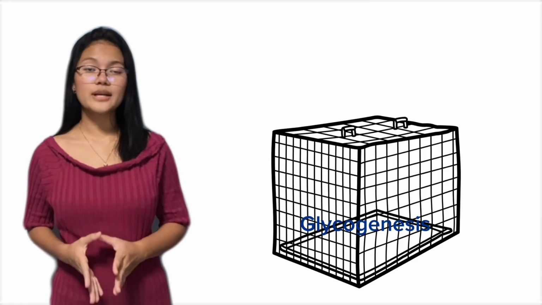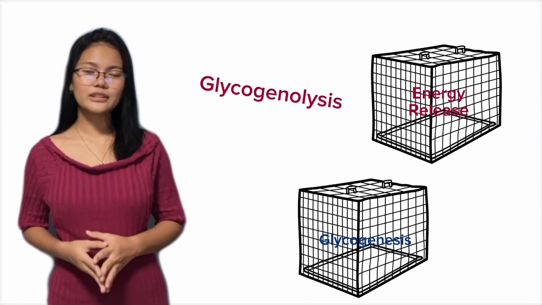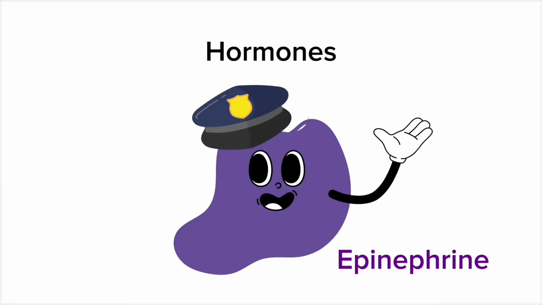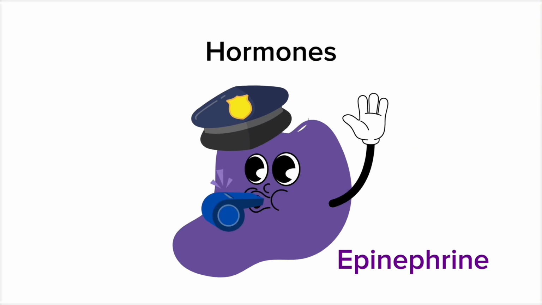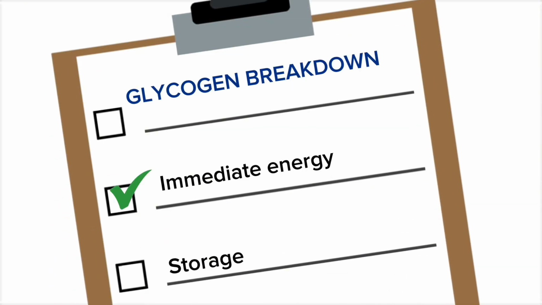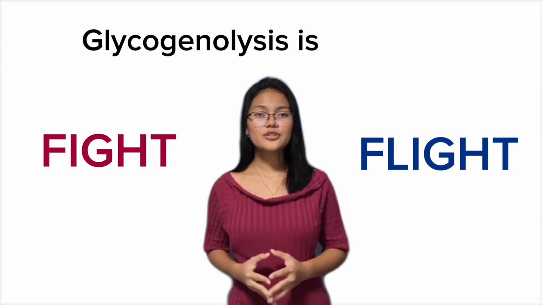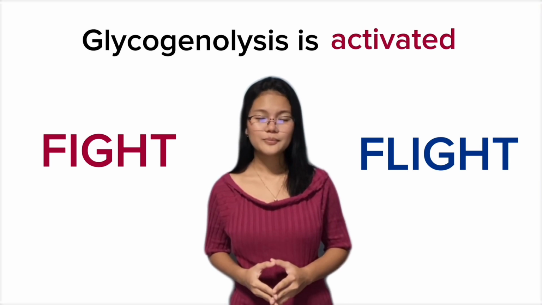Did you know that during emergencies, glycogenesis can be rapidly suppressed to prioritize glycogenolysis and energy release? This shift is driven by hormones like epinephrine, which signals our body to break down glycogen for immediate energy rather than storing it. Remember that during fight or flight situations, glycogenolysis is activated.